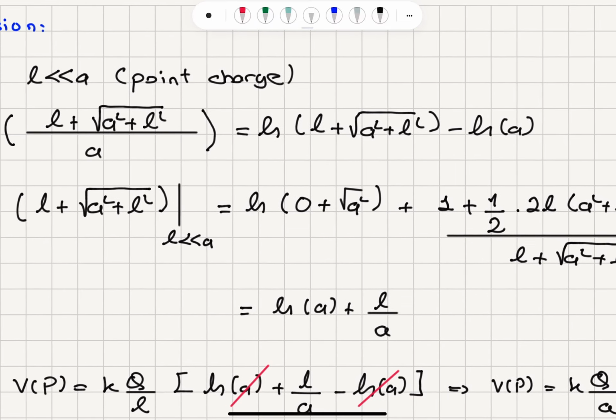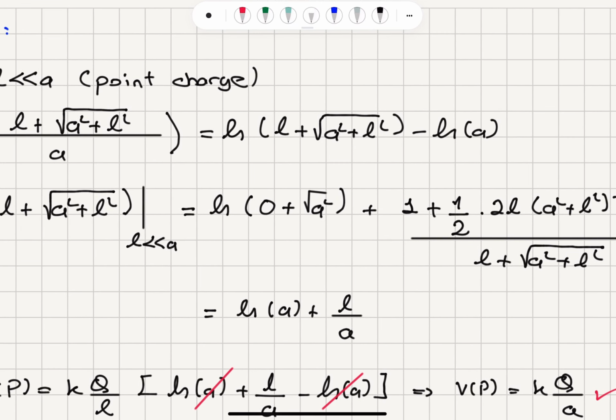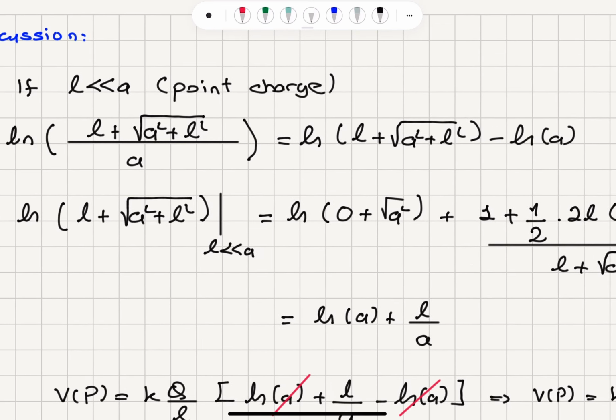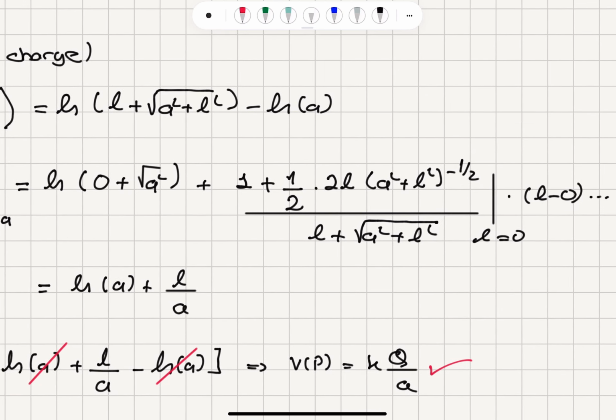Then I take the derivative of the function with respect to L. 1 plus 1/2 power comes up front, 1/2. Derivative of inside 2L, a square plus L square to the minus 1/2. Now, the derivative of natural logarithm of a function f is f prime divided by f. So that's going to be L plus square root a squared plus L squared at the bottom, which is to be evaluated at L equals 0 multiplied with L minus 0. The other terms will be L minus 0 squared, L minus 0 cubed, etc. But it will be sufficient to consider these first two terms.